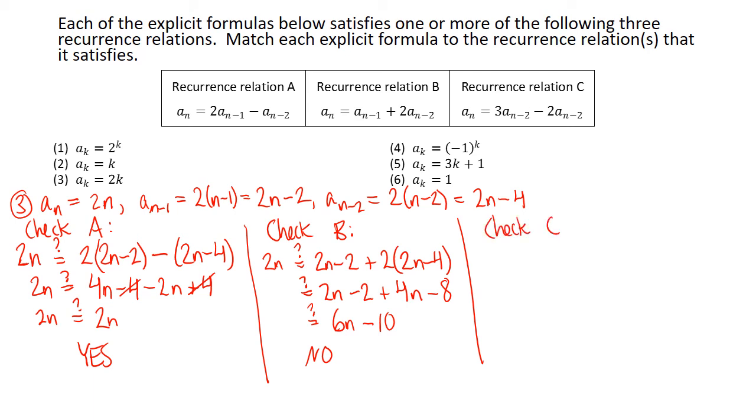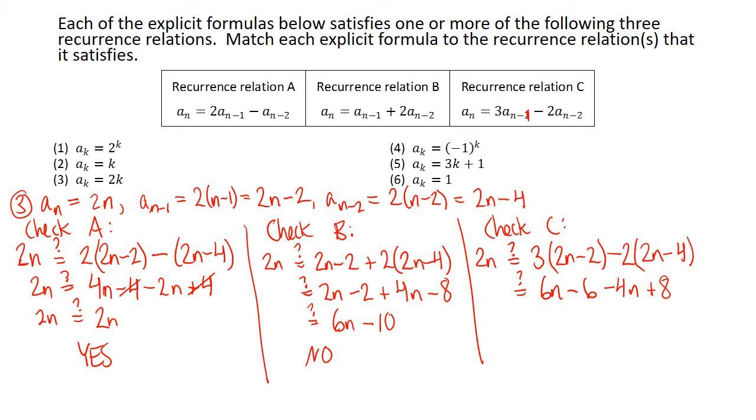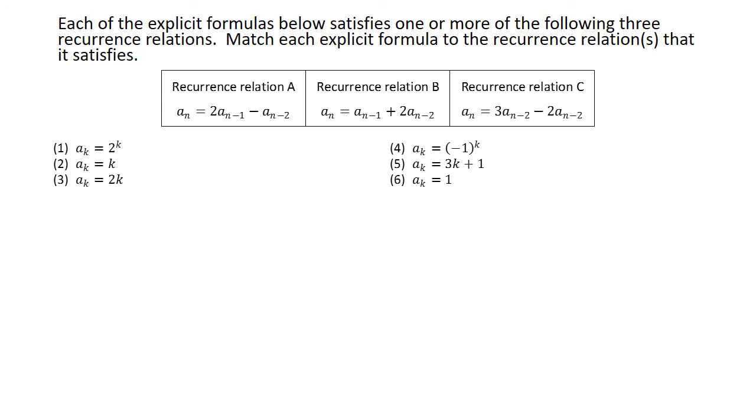So again, this was a typo, so that's supposed to say 1. So an is 2n, and then 3 times an minus 1, which is 2n minus 2, and then minus 2 times an minus 2, which is that. Okay, so I'm just going to simplify 6n minus 6 minus 4n plus 8. So this is going to be, let's see, I'm going to have 2 n's and plus 2. So that is not the same. Okay, let's do number 4.